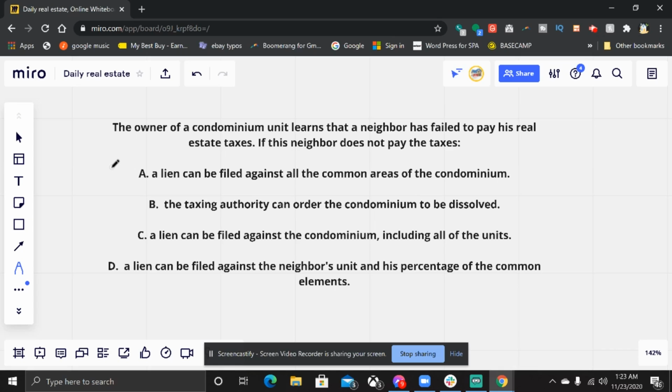The owner of a condominium unit learns that a neighbor has failed to pay his real estate taxes. If this neighbor does not pay the taxes, A, a lien can be filed against all the common areas of the condominium. B, the taxing authority can order the condominium to be dissolved. C, a lien can be filed against a condominium, including all the units. D, a lien can be filed against the neighbor's unit and his percentage of the common elements.